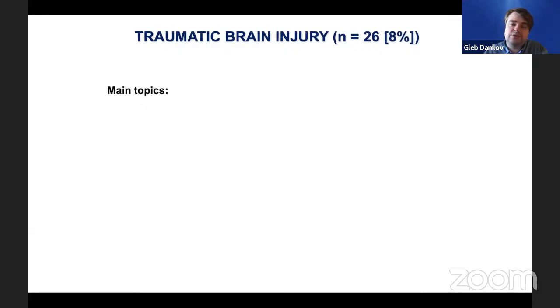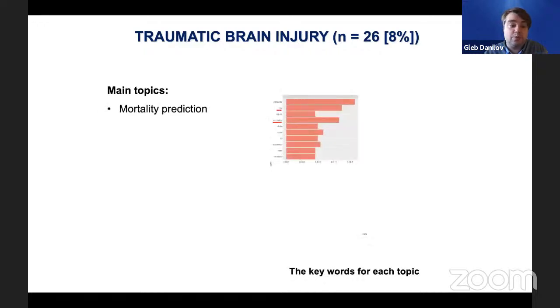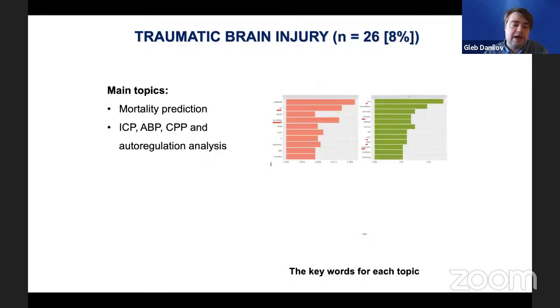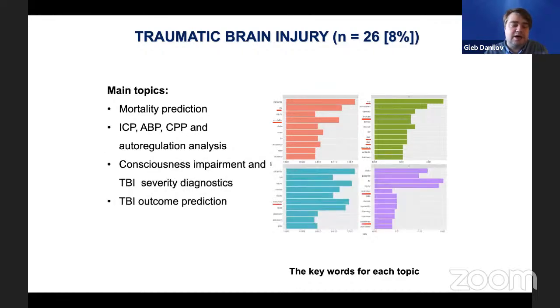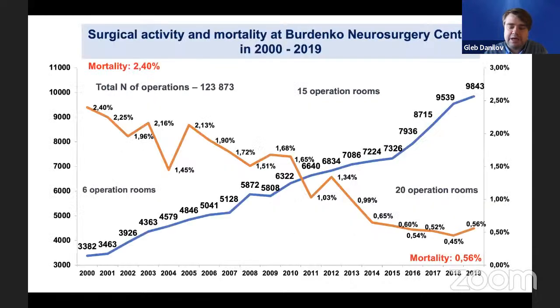Finally, the tasks for machine learning in traumatic brain injury were quite traditional. They were mortality prediction, ICP, ABP, CPP, and autoregulation analysis, consciousness impairment, and TBI severity diagnostics, and TBI outcome prediction. So they're quite traditional for typical studies in traumatic brain injury. However, in these cases, artificial intelligence was applied.